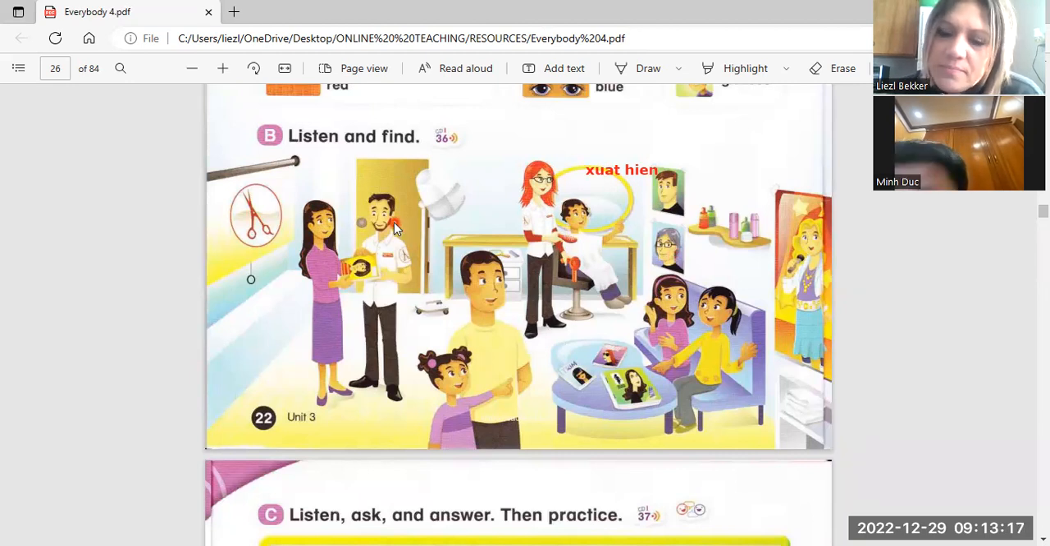Yes, tell me about this man. He has straight brown hair and a beard. A beard. Tell me about this man. He has short brown hair and green eyes. Good. Okay.